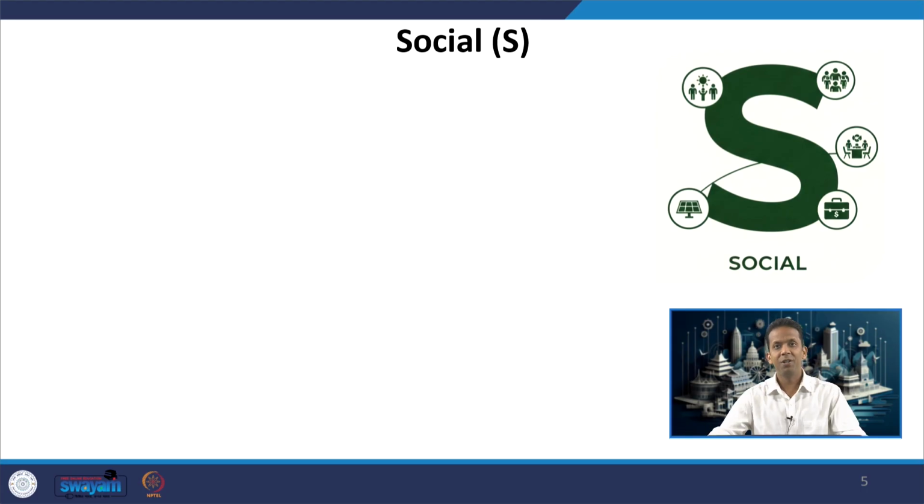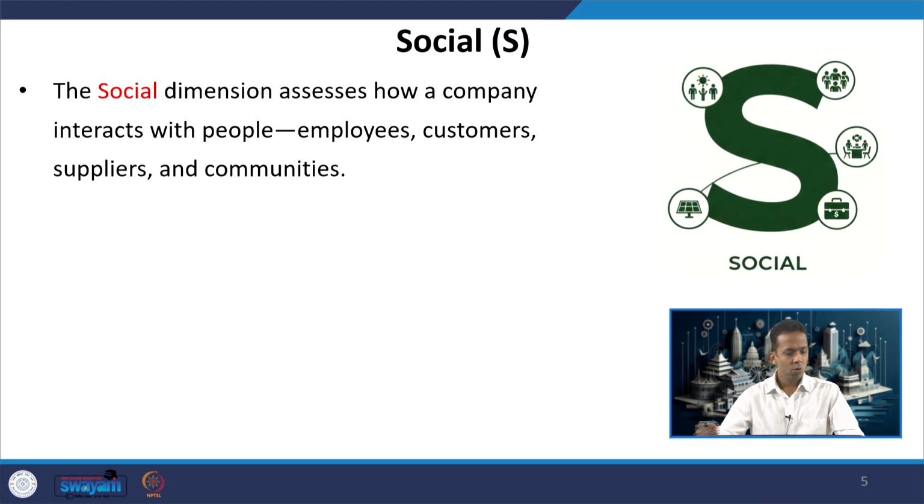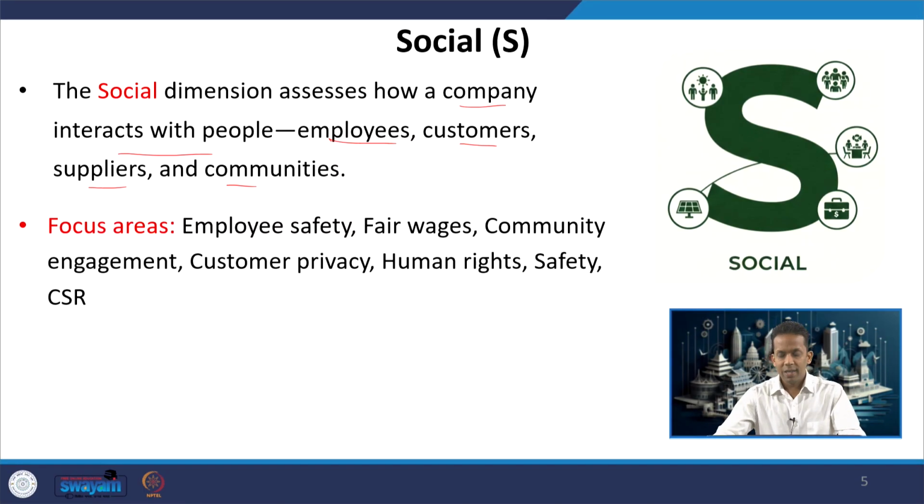the company, outside the company, including the raw material supply chain community. So, the social dimension assesses how a company interacts with people, mainly the employees, customers, suppliers and the communities. These are the four major categories of people that companies often interact with. So, some of the focus areas can be for the people inside the company, some areas can be for the people outside the company.